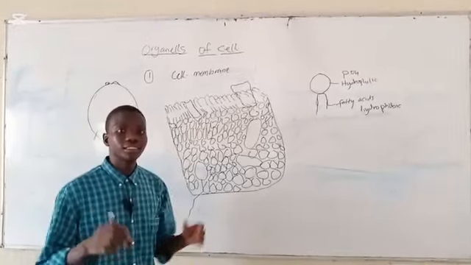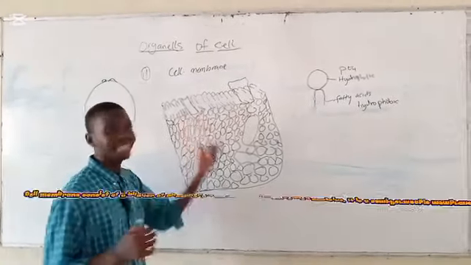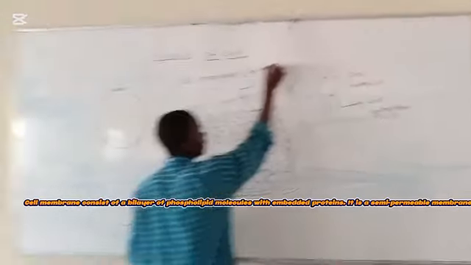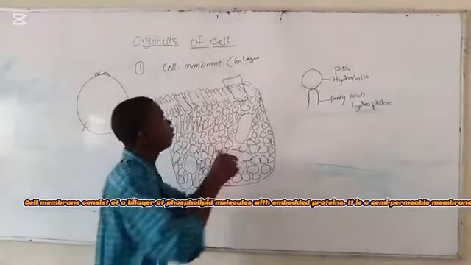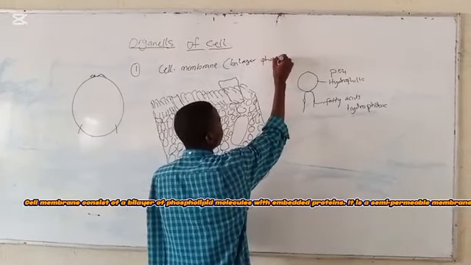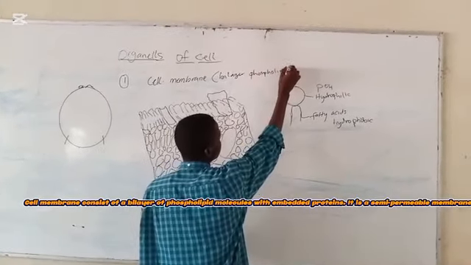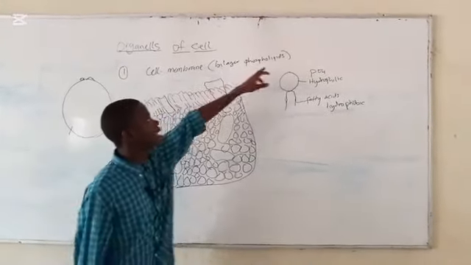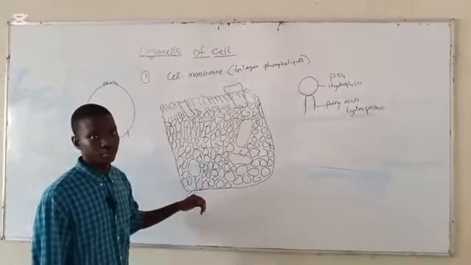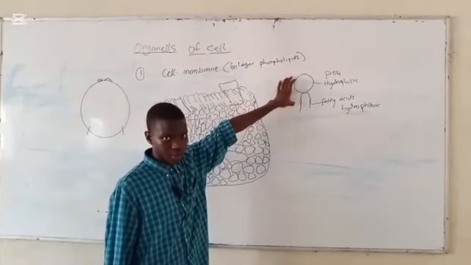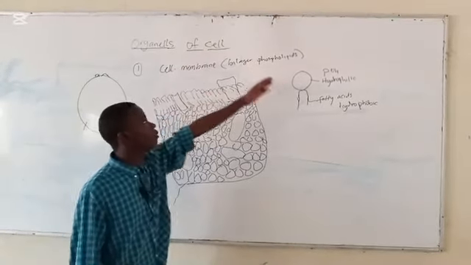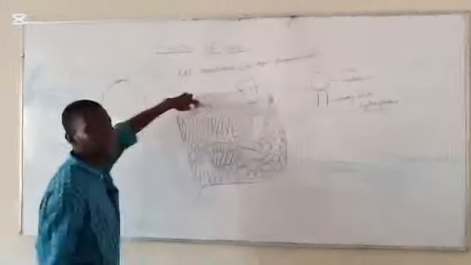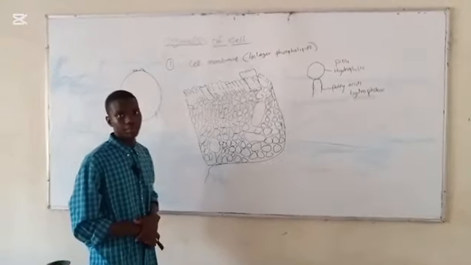Now, structurally, the cell membrane is made up of a bilayer. So the cell membrane is made up of a bilayer of phospholipids. So the composition of the cell membrane is a bilayer of phospholipid molecules. Now, this is the structure of a phospholipid molecule. And not only is it made up of a bilayer of phospholipid molecules, but there are proteins embedded in the cell membrane.